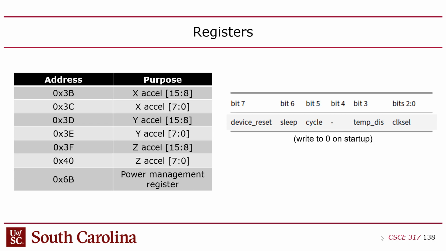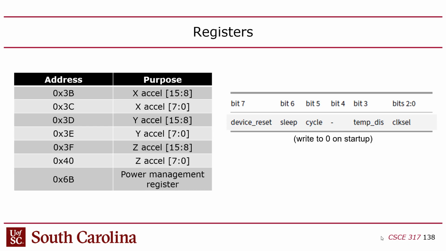It has a device reset flag, a sleep flag, a cycle flag. I forget what that is. Do you remember what that does? A temp disable flag, and clock select. But it doesn't matter. You just write a 0 to this. We tell you to write a 0. You zero that out, it'll fire up the sensor, right?